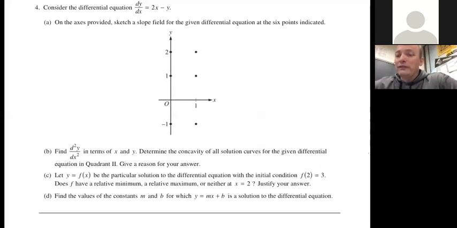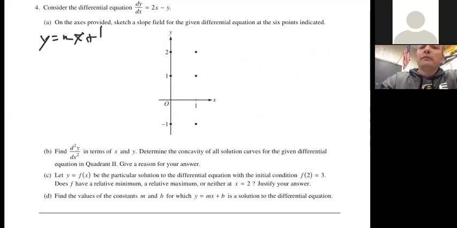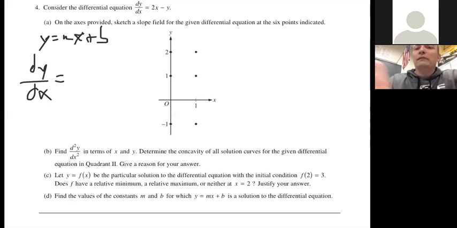Part D is by far the hardest question we will have had so far in this whole thing. So part D says find the value of the constants m and b for which y equals mx plus b is a solution to the differential equation. So y equals mx plus b, and we want to find the derivative of this. So the derivative of y, dy/dx, of mx plus b is just m, because b is a constant, and I hope we all know that the derivative of b, or any constant, is nothing, so dy/dx equals m.